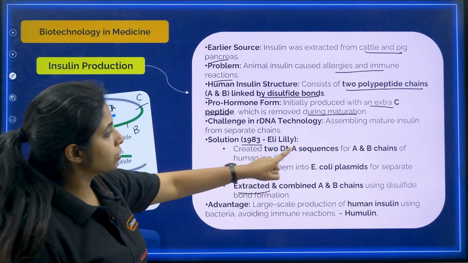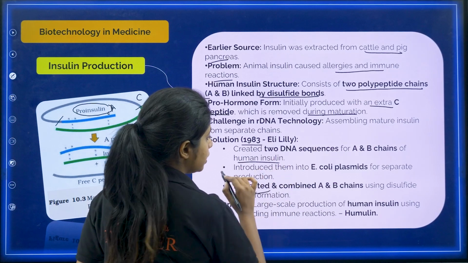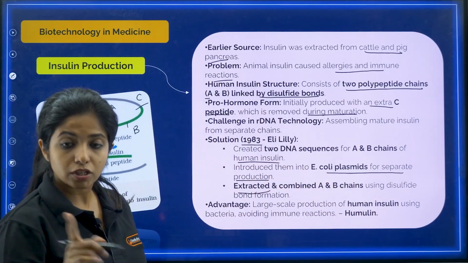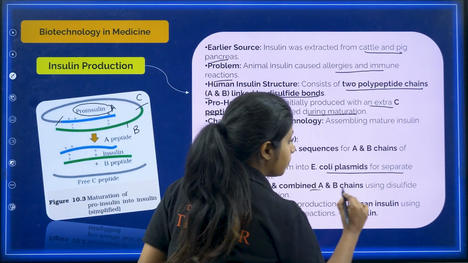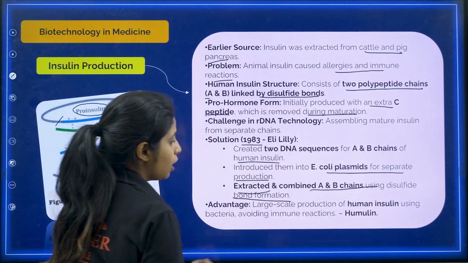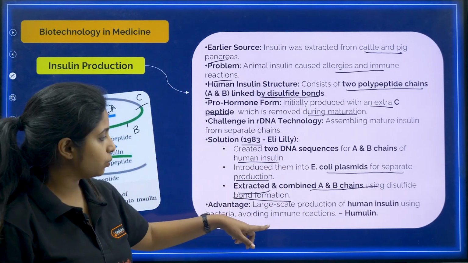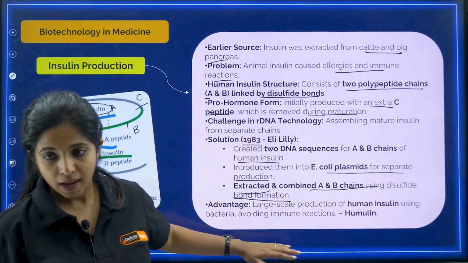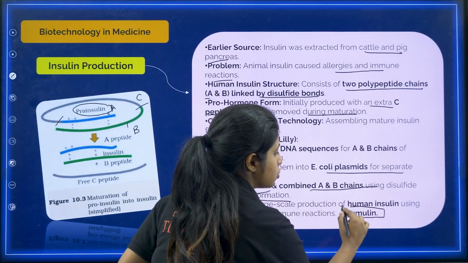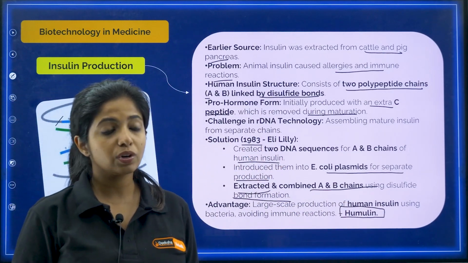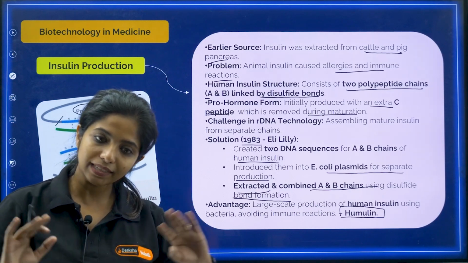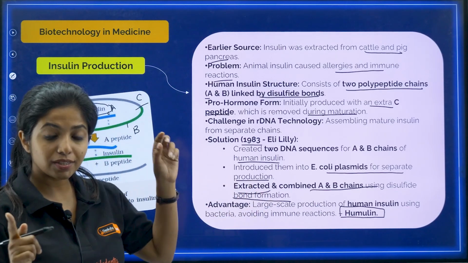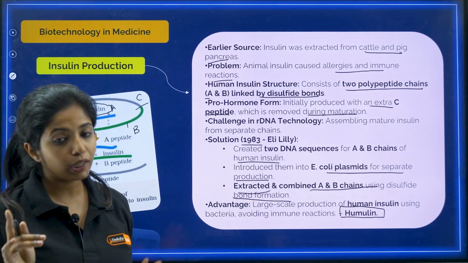So they created two sequences, A and B genes for human insulin, introduced them into E. coli plasmids for separate production, not same production, separate. They were extracted and combined A and B using the disulfide formation. Advantages: large scale production of human insulin using bacteria was done, and this was known as humulin, my dear children. What is the name for this? This was known as humulin. Is that clear? I hope it's clear. Okay, so C polypeptide is just there in the pro-hormone, not in the actual version of the hormone.